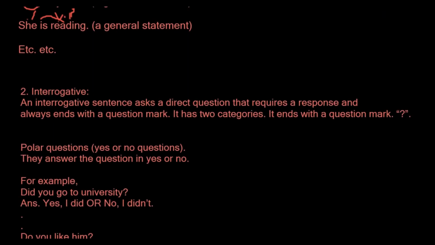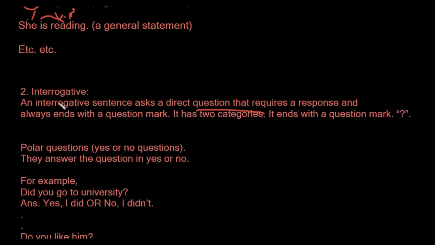Okay, so interrogative sentences. An interrogative sentence asks a direct question that requires a response and always ends with a question mark. It has 2 categories. It ends with a question mark. Okay, it simply means that it will be used to ask questions, whether it is a yes no question or it is a WH question. That's why it has 2 categories: WH questions and yes no questions, and they are used to ask questions about different things or maybe someone else.